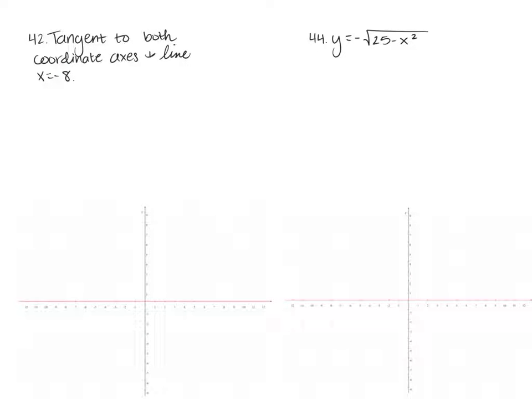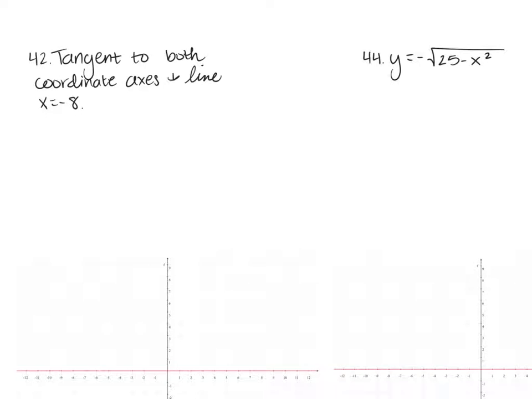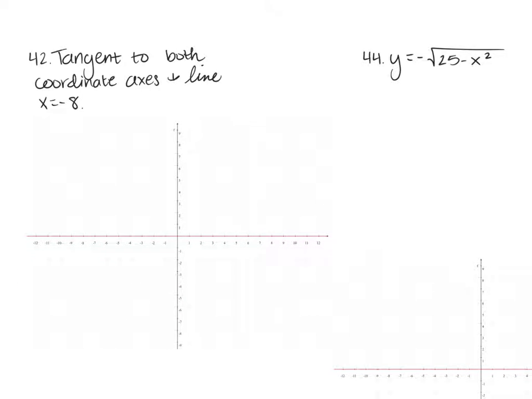Now let's try one that's a little more difficult, okay? So in 42, it says that the circle is tangent to both coordinate axes and the line x equals -8. So don't confuse that with the center's on the line x equals -8, which is in a previous problem, okay? It's tangent to the line x equals -8. So if we look down at the coordinate axes I have down at the bottom here, okay, we have to be tangent to x equals -8, which I'm drawing as a dotted line, okay, and each coordinate axis, so this one and this one. Sorry for my not straight lines, okay?